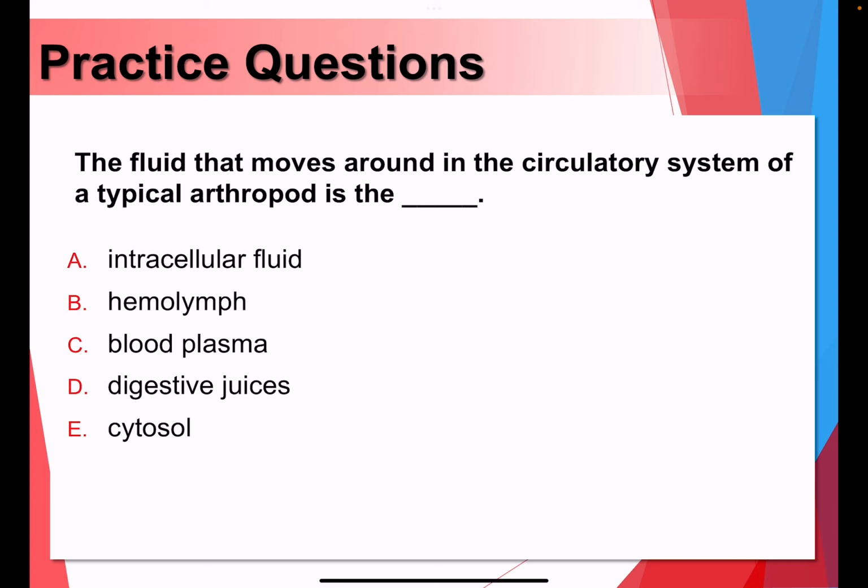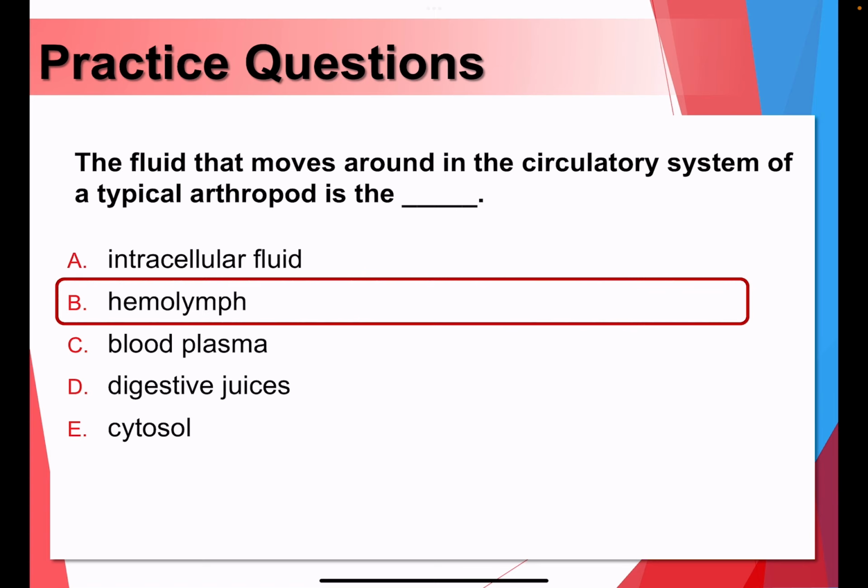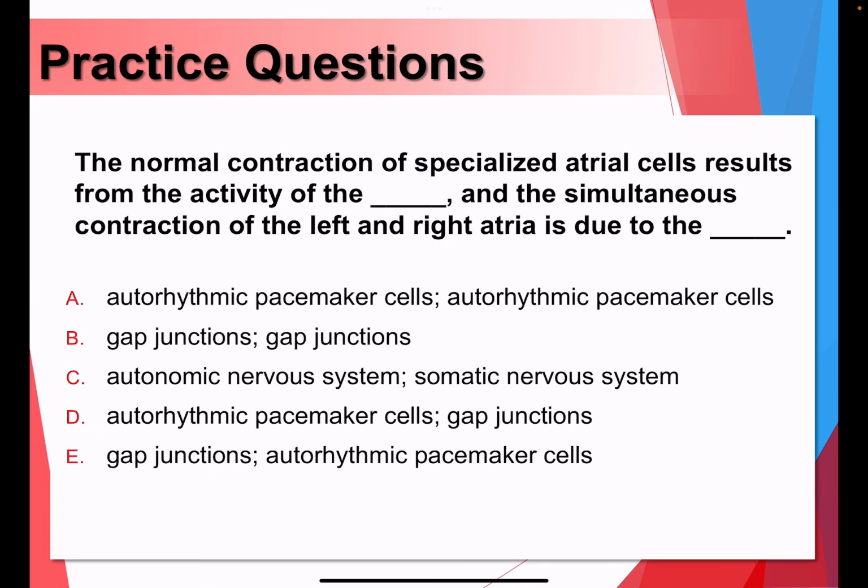The fluid that moves around the circulatory system of a typical arthropod is B, hemolymph. We already talked about that multiple times. The normal contraction of specialized atrial cells results from the activity of the what? And the simultaneous contraction of the left and right atria is due to what?